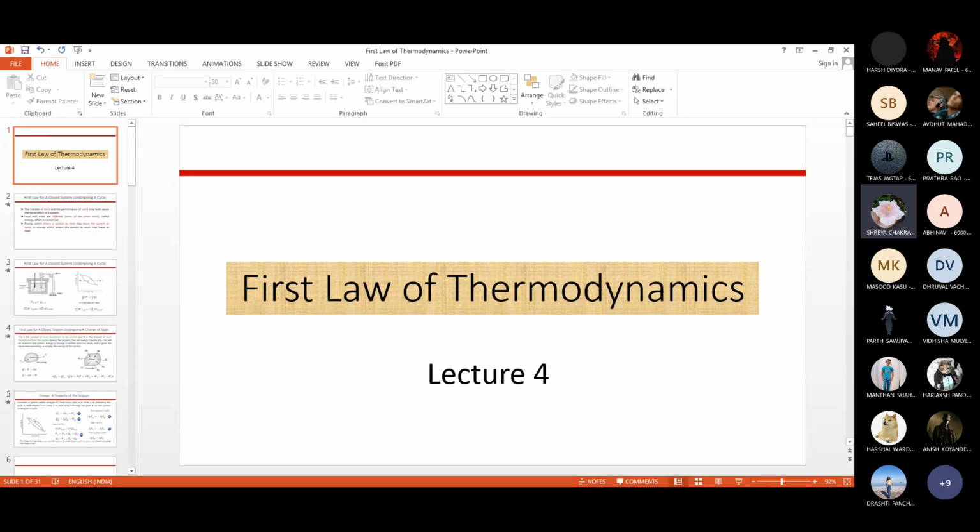First law of thermodynamics explains that we cannot create or destroy energy, but it can only be converted from one source to another, or one form to another in a system. Very good, very good. So this is what I expected from you people. So first law of thermodynamics is basically the law of conservation of energy, right?